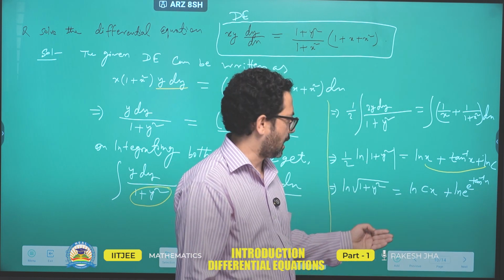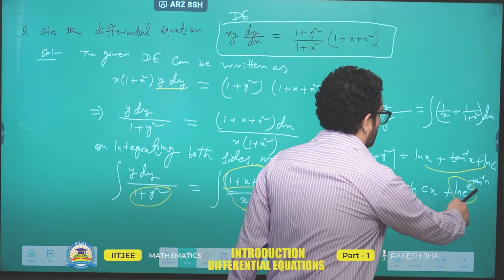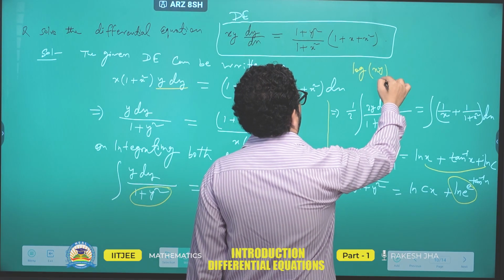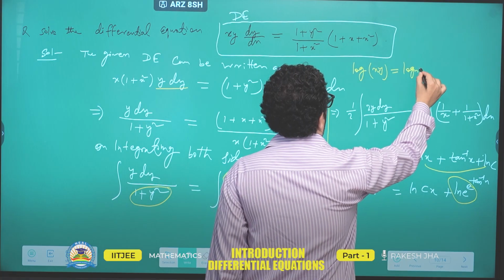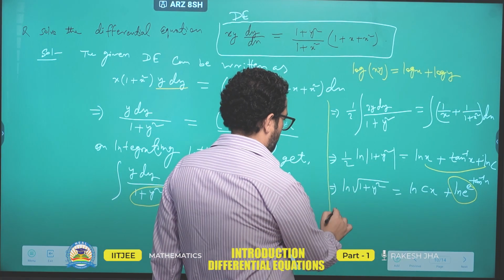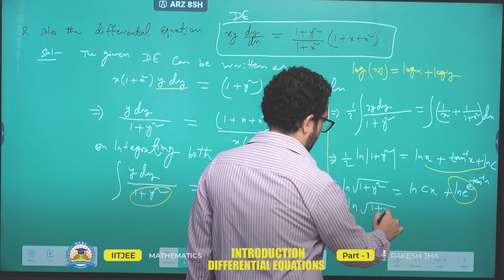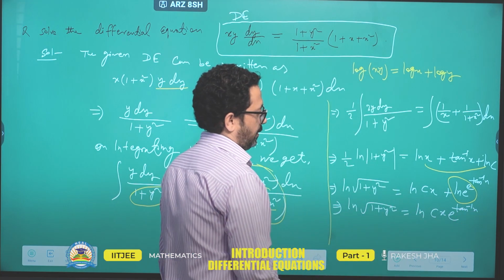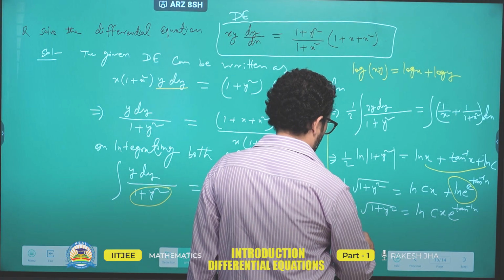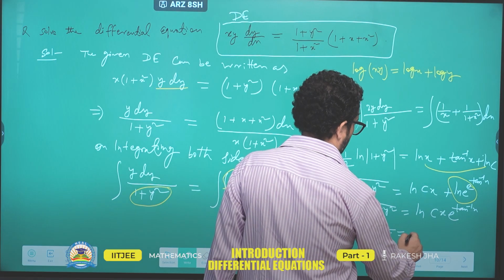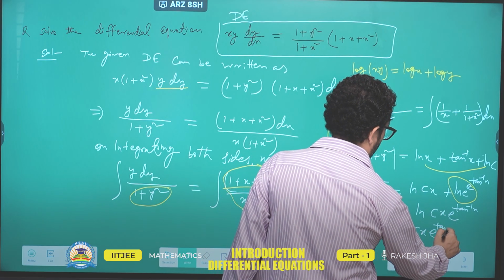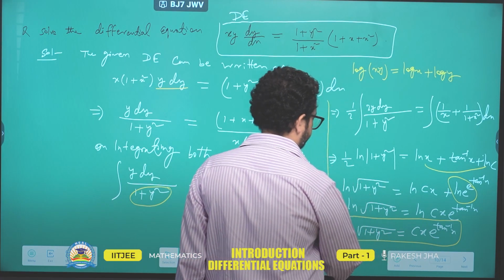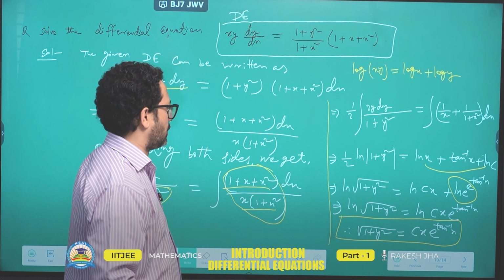So what is this basically? If the base and the log are both the same, its value is 1, so we can transform it so that we can use the basic operation, that is log of x y is equal to log x plus log y. So here the next step would be ln of root under 1 plus y square is equal to ln of cx e raised to the power tan inverse x. So we can remove log from both sides. Therefore 1 plus y square is equal to c times x times e raised to the power tan inverse x. So this is basically the general solution of the given differential equation.